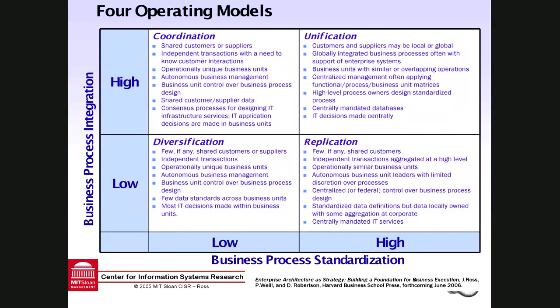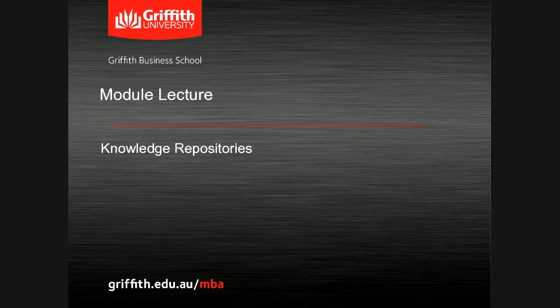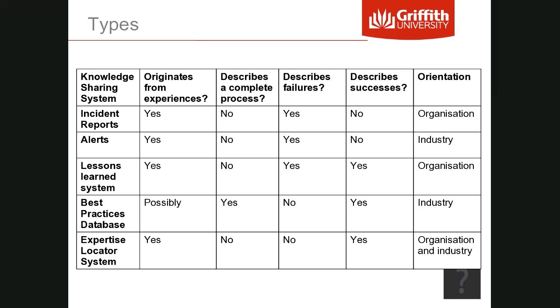Moving right along, we talked a little bit about knowledge repositories in the module this week. You've all come across these, no doubt, in your travels. We use them at Griffith to record incidences. We have what they call the Occupational Health and Safety Register. All the incidences that happen on campus relating to that get stored in a single database, which they call a knowledge repository.